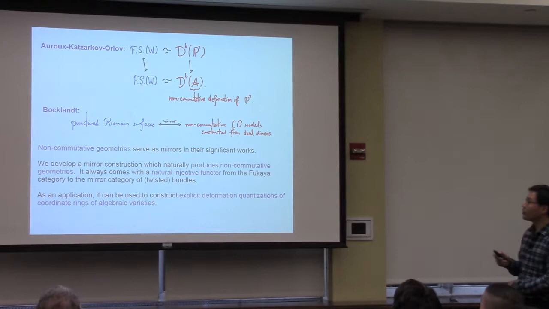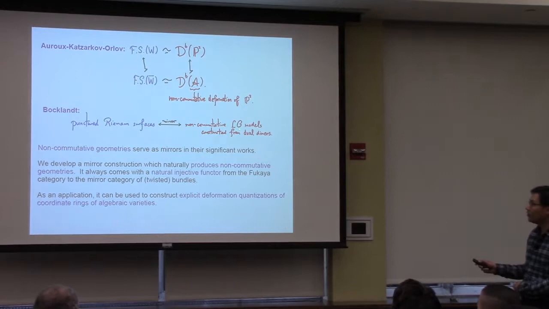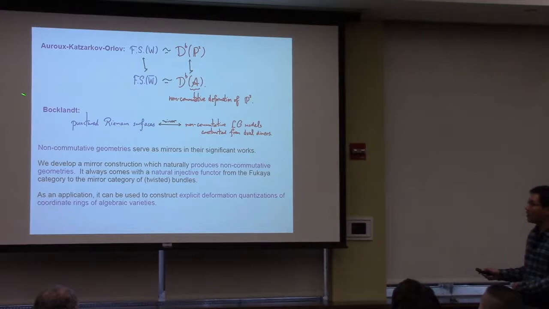And on the other hand, more recently, Bocklandt constructed non-commutative Landau-Ginzburg models of punctured Riemann surfaces. It is basically taking dimers on this punctured Riemann surface, with vertices and the punctures, and then you take the dual dimer, and from that you build the non-commutative Landau-Ginzburg model. So this example shows that non-commutative geometry is useful to encode the mirror geometry. So functors serve as mirrors in these significant works.